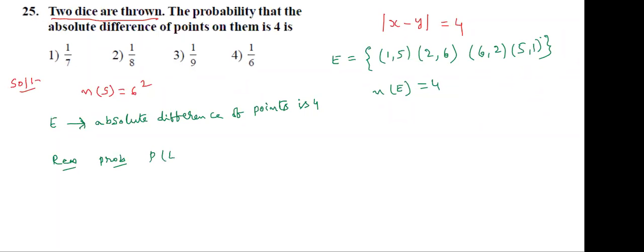Now required probability P of E. What is the formula? N of E by N of S. N of S means 36, 6 square. So what is the answer? By observing the options, third option is correct. Students, have you understood the condition?